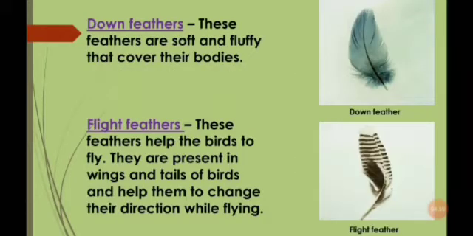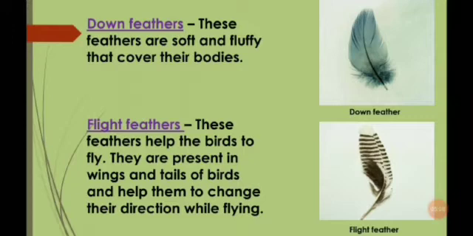Now down feathers. These feathers are small, soft and fluffy and cover the body of the bird. The younger birds have only down feathers that cover their body. These feathers trap the body heat and keep the bird's body warm.